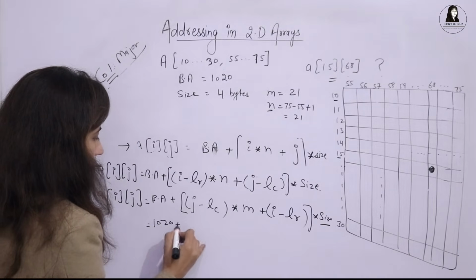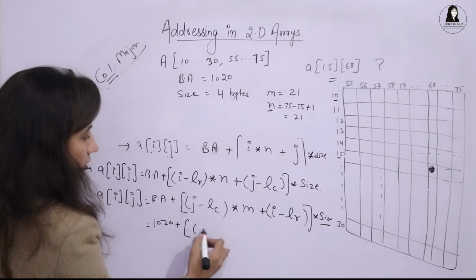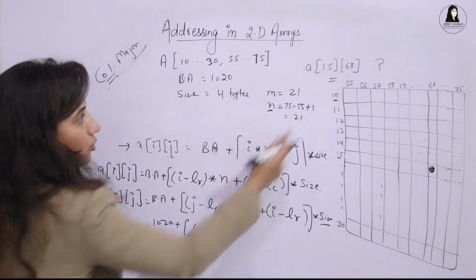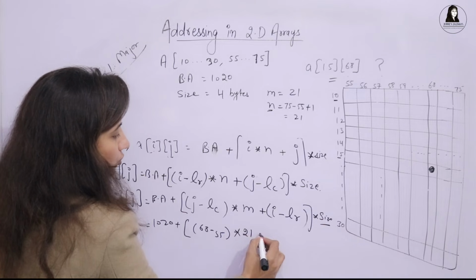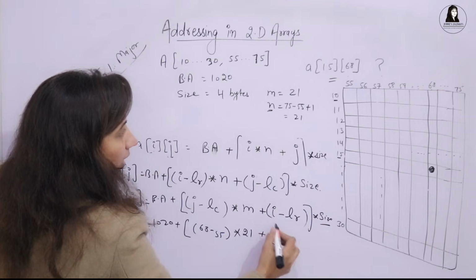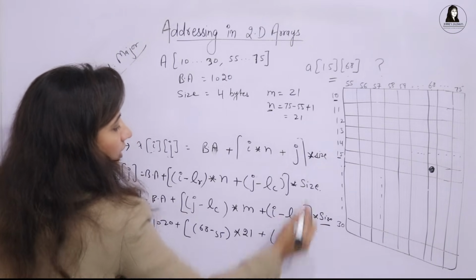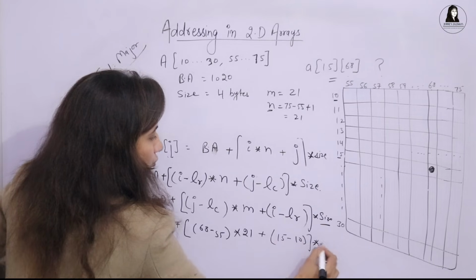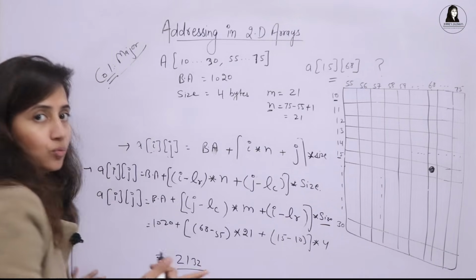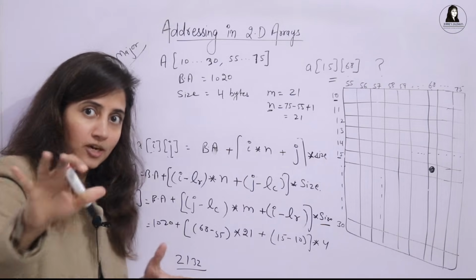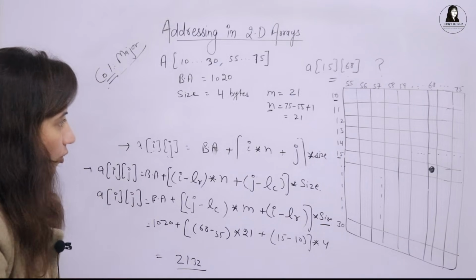Like 1020 plus j value is 68, 68 minus lower limit for column is 55, into 21, the number of rows we have already calculated, plus I is 15 minus lower limit for I is 10, into 4. If you calculate this, that would be something different and it would be something like 2132, I guess. If I'm wrong, you can just let me know in the comment section. So I hope you got the formula.